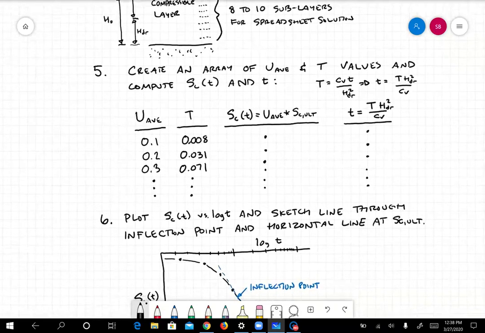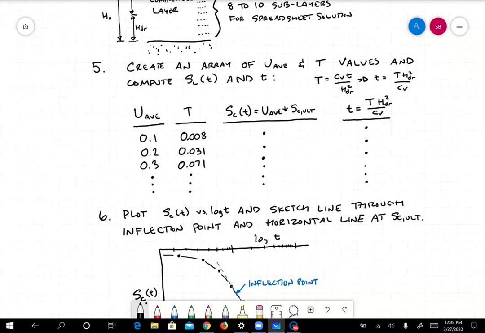Okay, step 5 is something you should be familiar with from your soil mechanics class, but I'm going to walk through it in some detail here so that you know how to do this. What we're going to get now is a plot of consolidation settlement versus time using Terzaghi's one-dimensional consolidation theory. So to do that, we create an array of average degree of consolidation values and compute the corresponding time factor values that go with it.